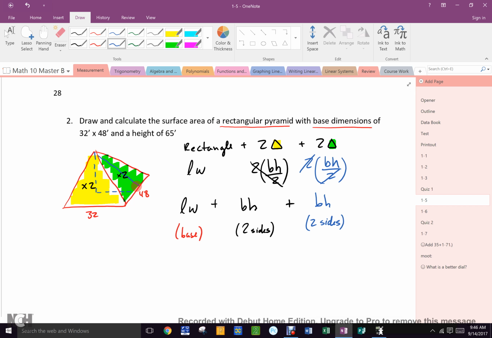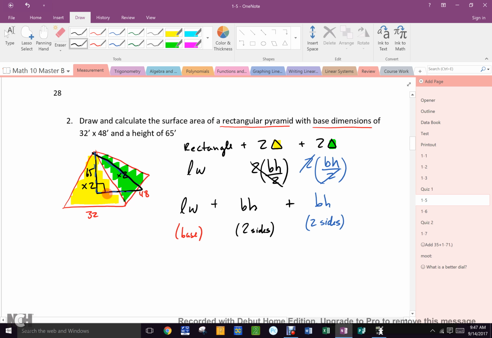Noah? Pardon? Okay. Aaron? Yeah. Yep. What shape is that? A right angle triangle. Do I know how to find the edges?